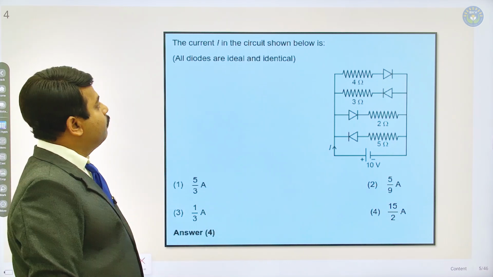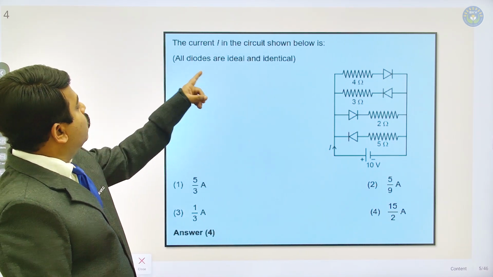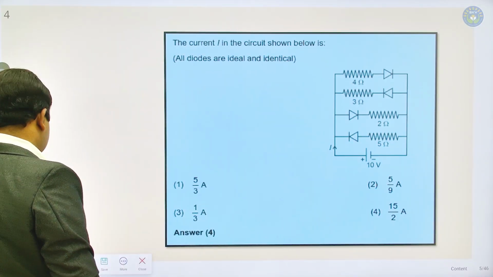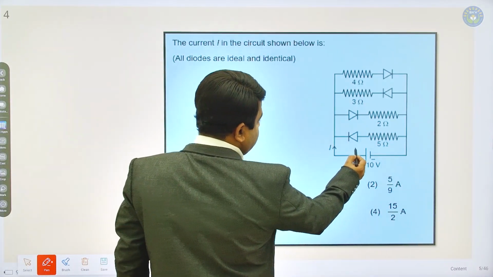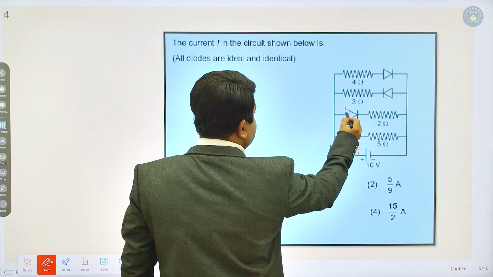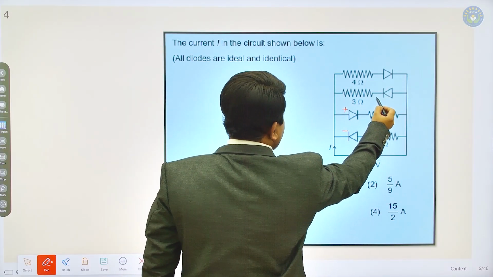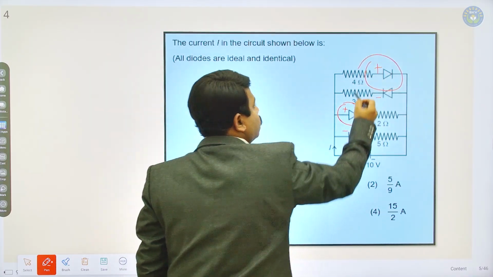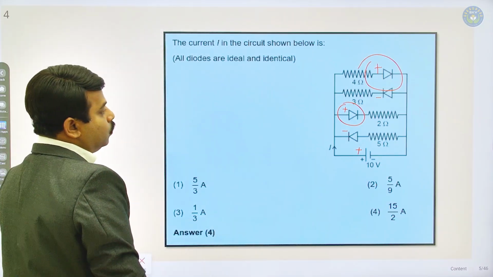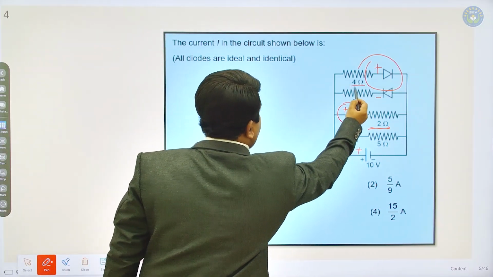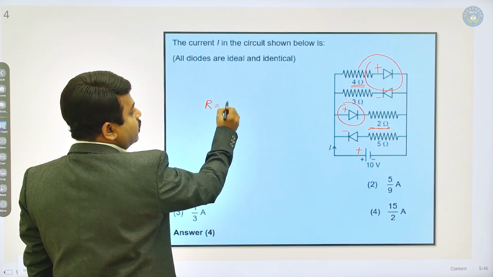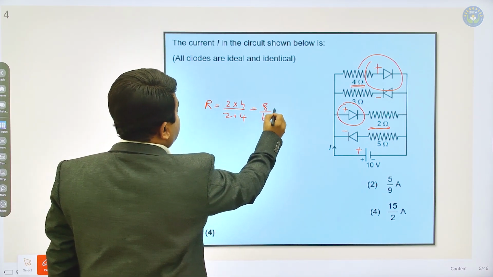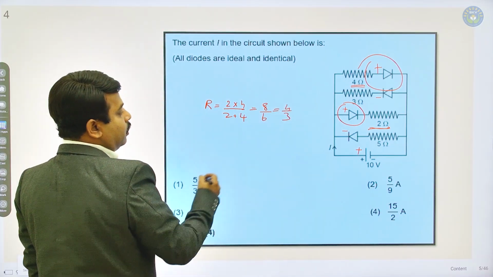Now let us go to question number 3. The current in the circuit shown below, all diodes are ideal and identical. See here, plus, minus, plus, minus, plus. So these two diodes are forward biased, these two diodes will work. Here a 2 ohm resistance is there, here a 4 ohm resistance. Then effective resistance is 2 into 4 divided by 2 plus 4, that is 8 by 6, that is 4 by 3.